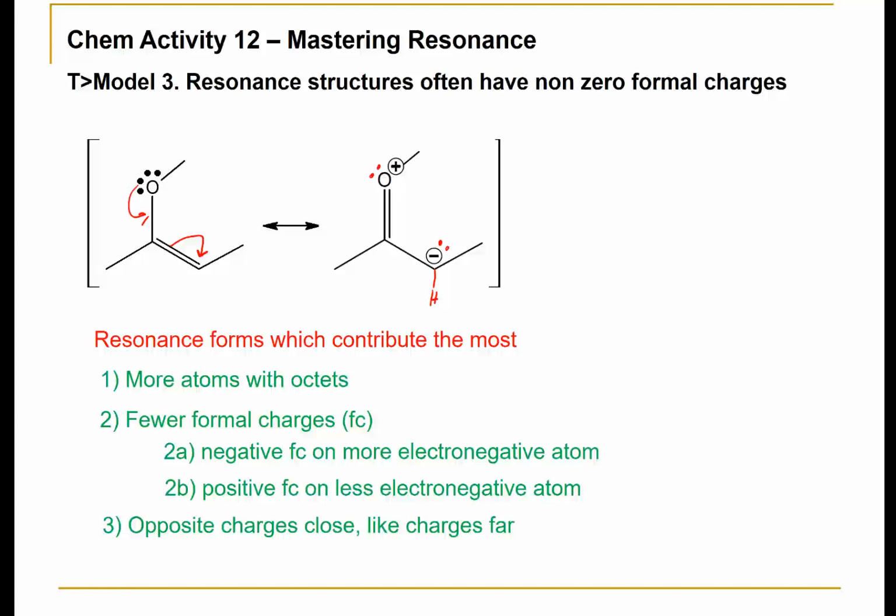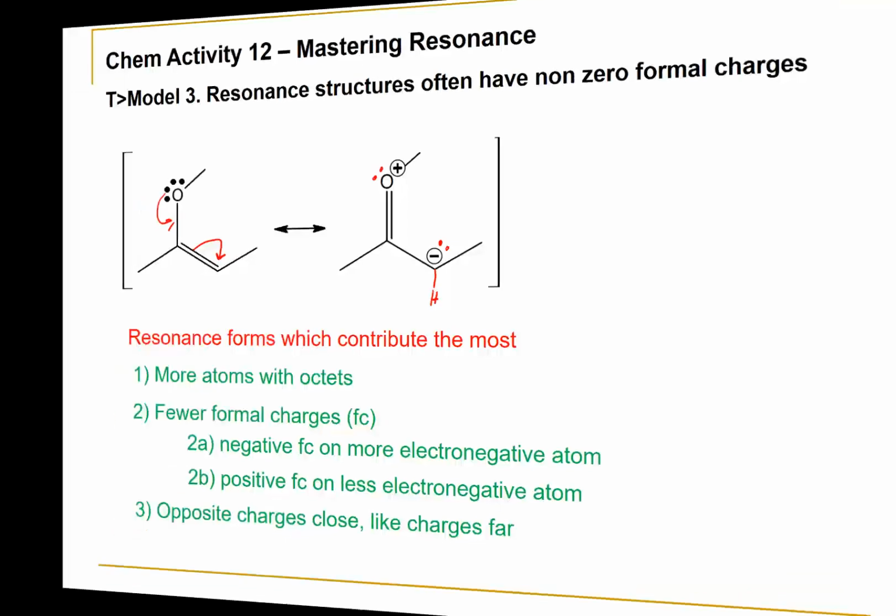Now it should be fairly obvious in comparing these two resonance forms that the resonance form that contributes the most is the one on the left. We can decide this not because we're looking at the difference in octets, because in fact all the atoms have an octet, but the resonance form on the right has more formal charge. And in fact, it's not that favorable in that the oxygen, which is fairly high in electronegativity, has a positive charge, and the carbon, which is fairly low in electronegativity, has a negative charge.